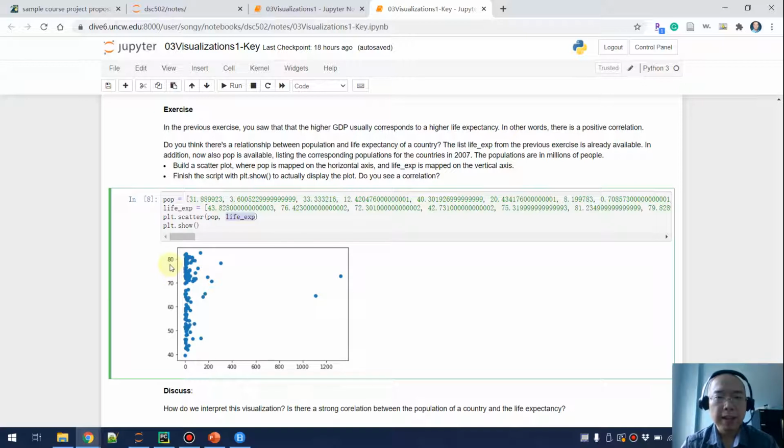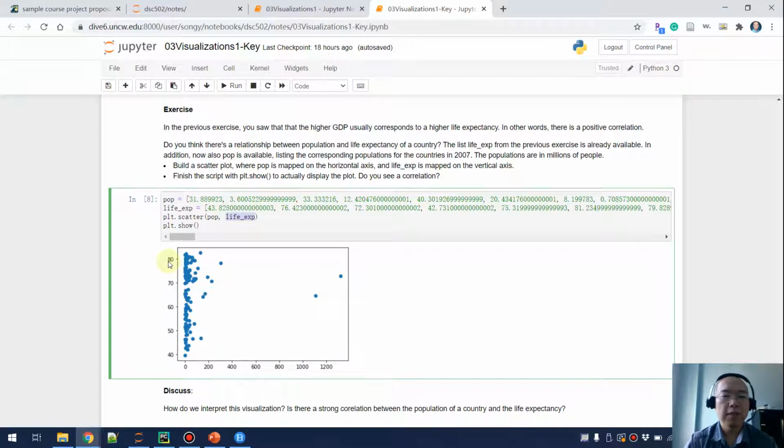What does that mean? This means it doesn't really matter if we have a big population or a small population, because the population of the country doesn't really have too much impact on the life expectancy. For a small country, you can have a very low life expectancy like 40, 50, or you can have a good life expectancy like 70 plus, 80 plus. So life expectancy is not really related to the population of the country.